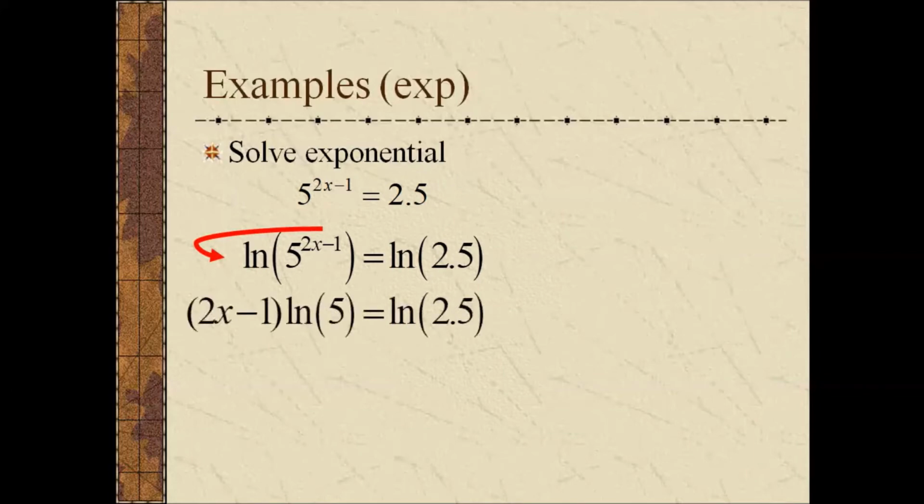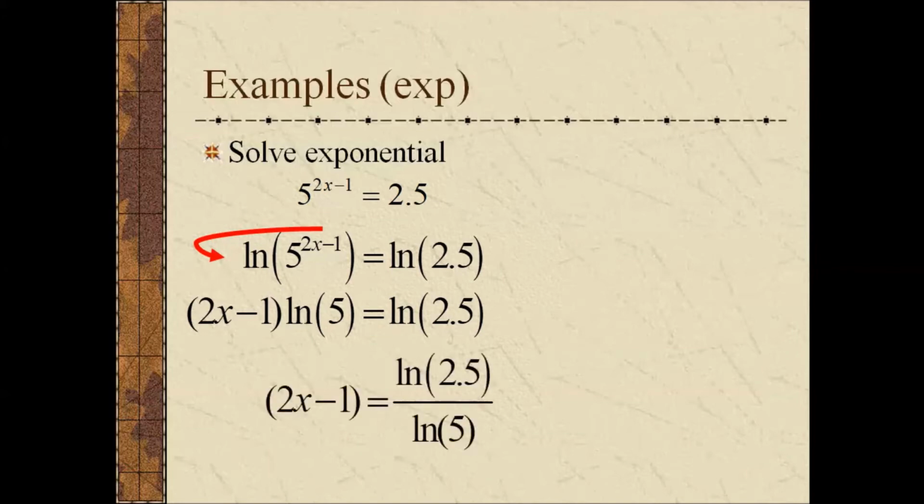So now we have parentheses 2x minus 1 times natural log of 5, remember that's just some number, equals natural log 2.5, that's just some other number. So now we'll follow the usual steps to isolate that x. First, we could divide both sides by natural log of 5. That puts 2x minus 1 by itself. As another step, we could add 1 to both sides.